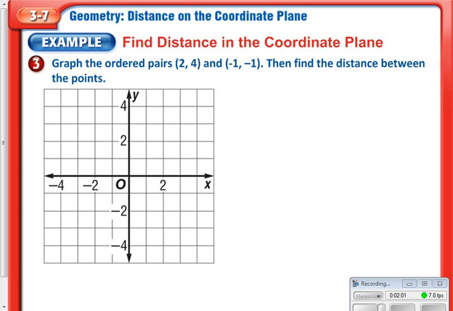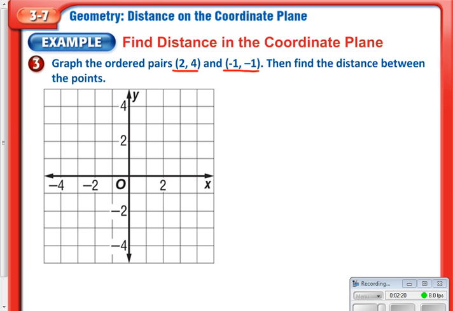Example 3. Here's where we're tying things together. We're going to figure out distances. In order to figure out distances between 2 points, they give us 2 ordered pairs. They give us the ordered pairs 2, 4 and -1, -1. We're going to find the distance between the points. In order to do this, we need to plot our points. So again, start from your origin.